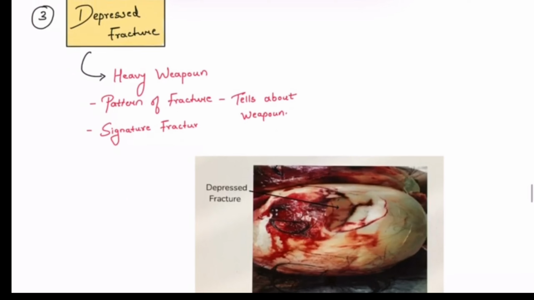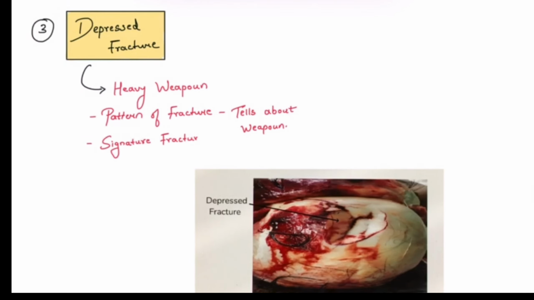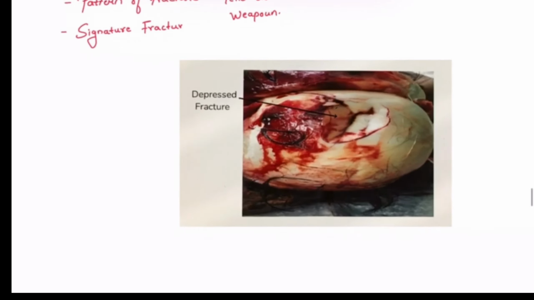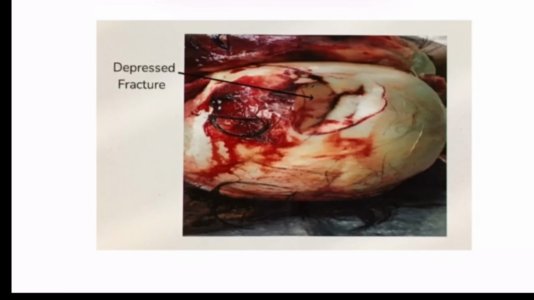Third one is depressed fracture. It is mostly caused by a heavy weapon, and the pattern of the fracture tells about which type of weapon is used. It is also known as signature fracture. See the image. Here is a kind of depressed pattern, so we can call it a depressed fracture.